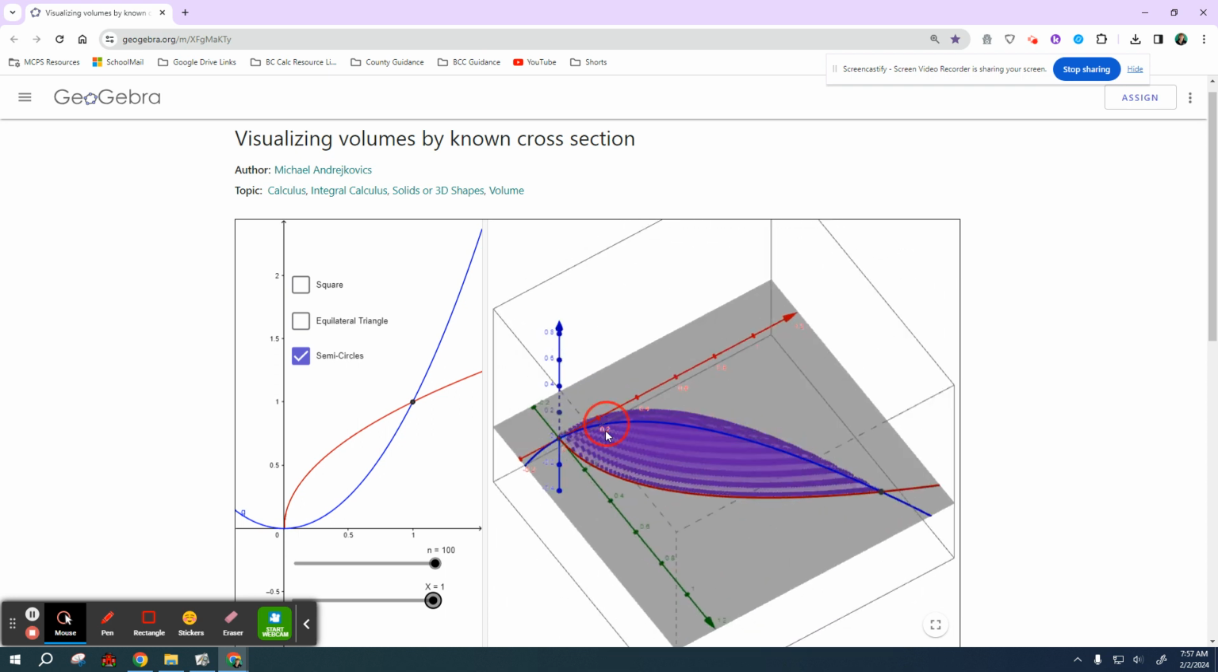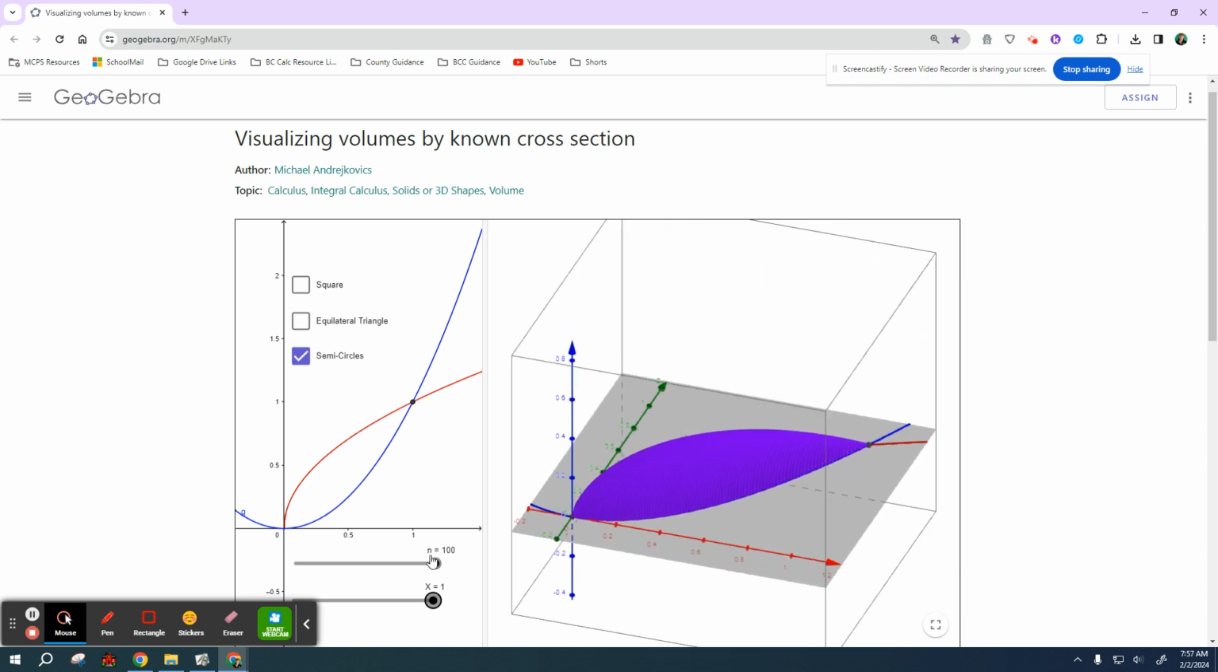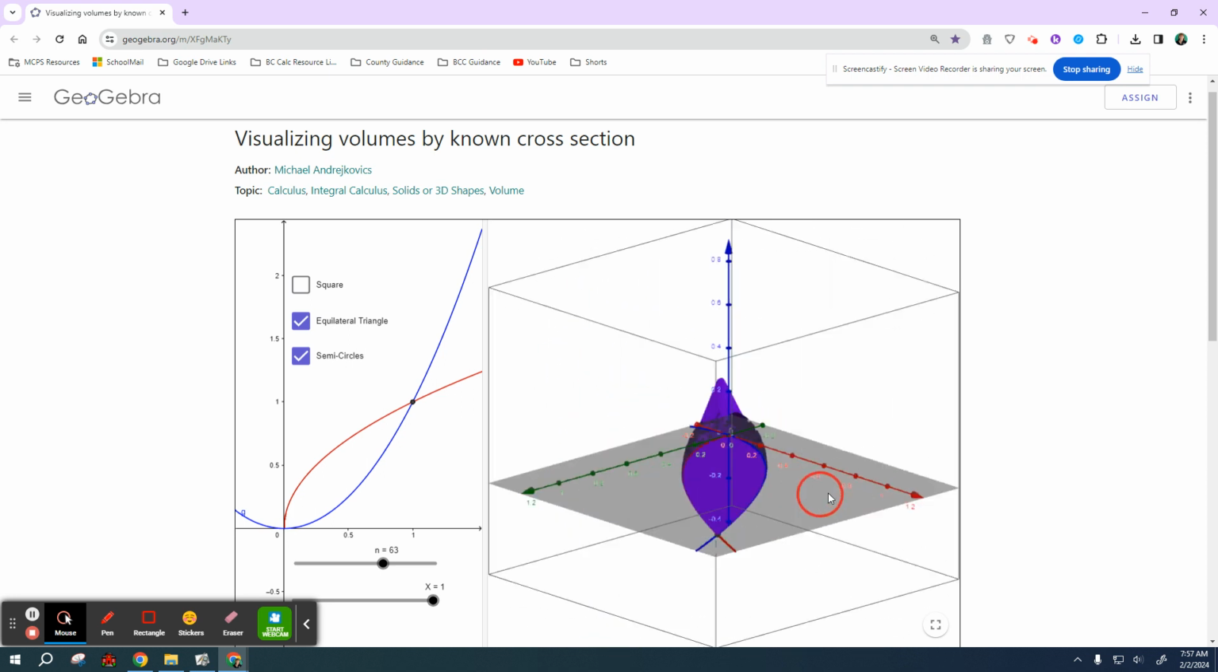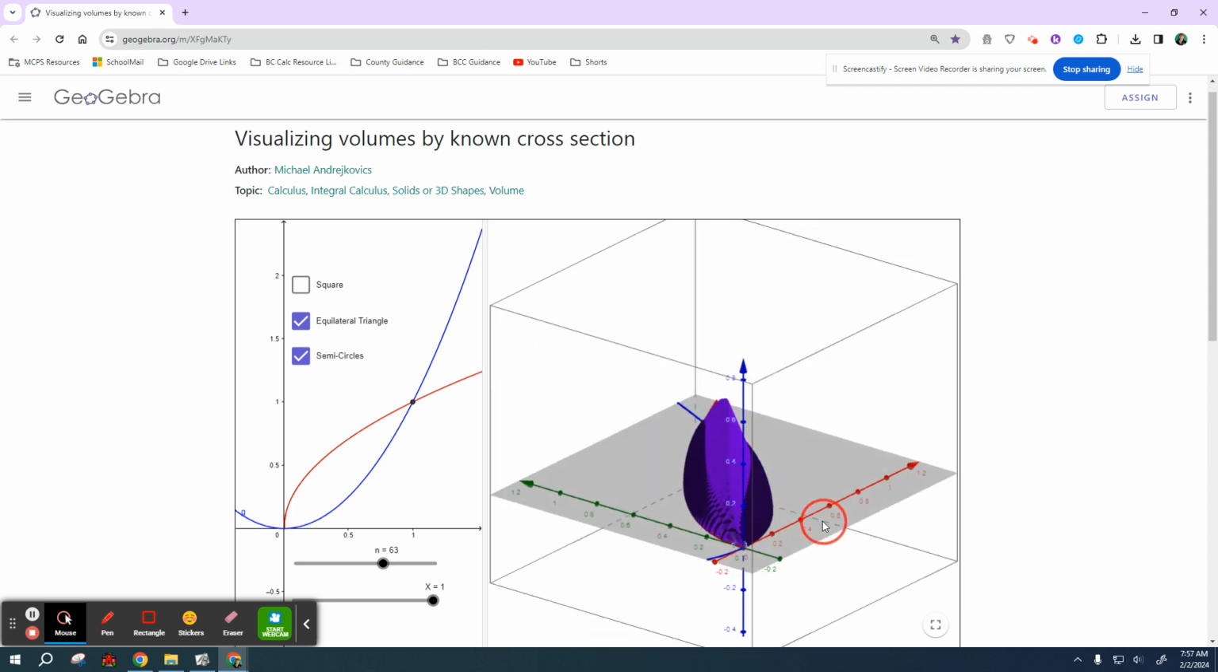And if it's more spaced out, it's going to look kind of like that. And just because it's fun, this one looks like a fish with a mohawk. Right? Fish with a mohawk.